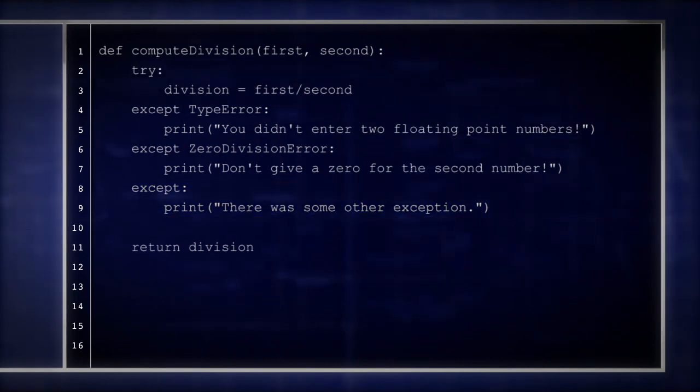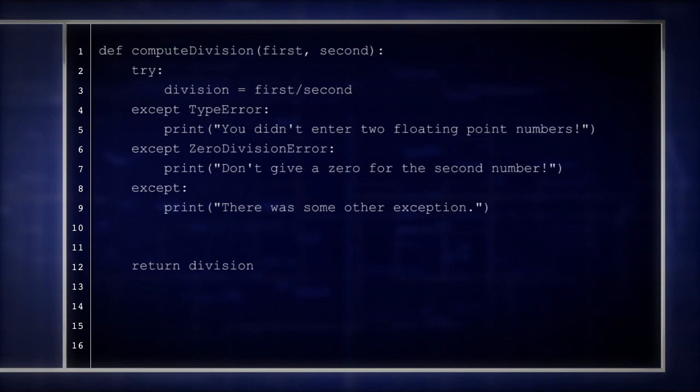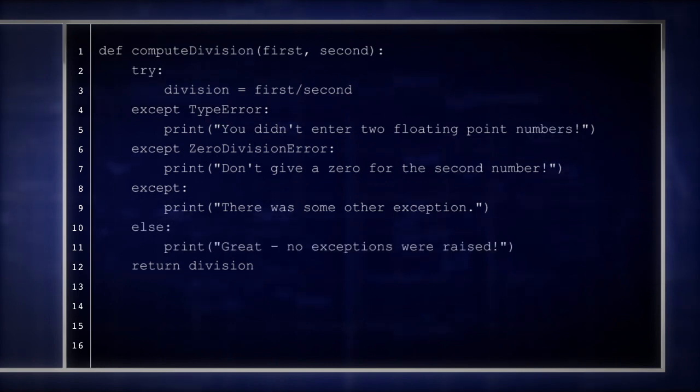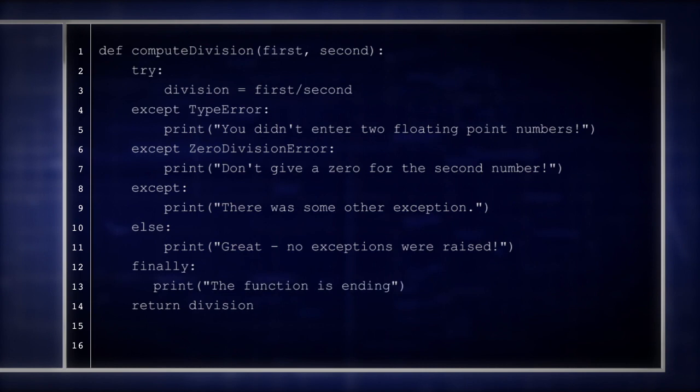If needed, we can have two other types of blocks. The first of these is an else block. The else block comes after the except statements and specifies code to run if there were not any exceptions. Only if there were no exceptions raised in the code in the try block does this get executed. There can also be a finally block, which comes at the very end after any except or else blocks. The finally block will get executed after everything else, whether there were exceptions or not.